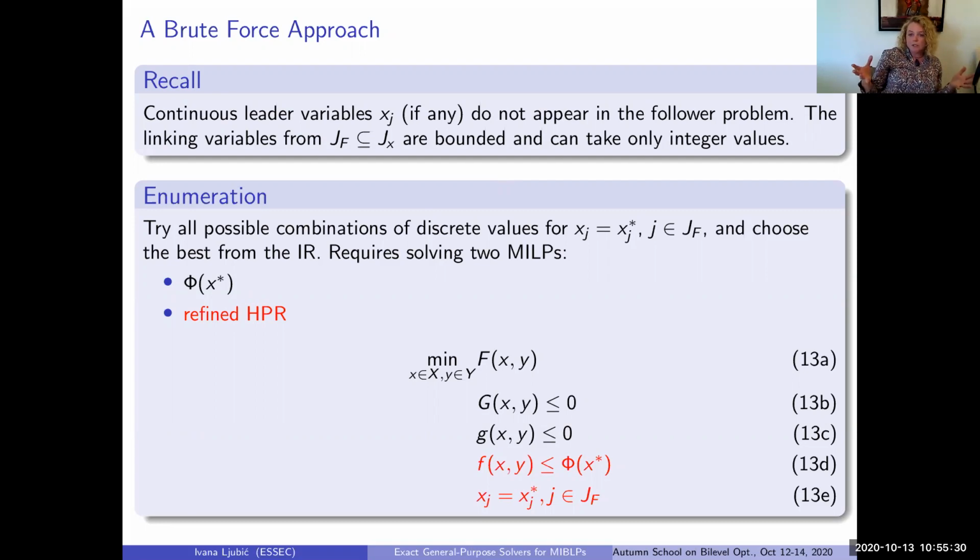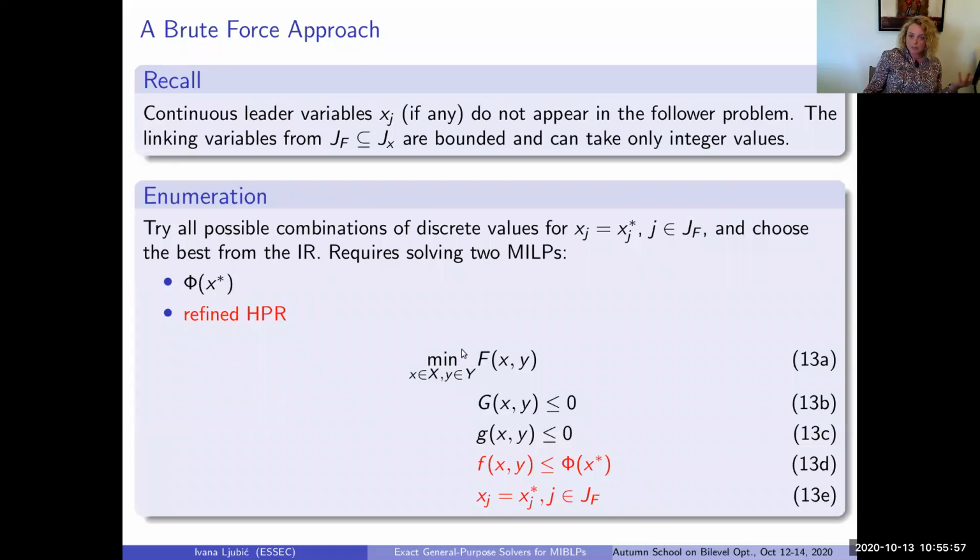The idea would be that I try all possible combinations of the discrete variables from the set JF, the variables that define the value function. So this is a finite but exponential set, that's fine. And then I choose the best one, the one that gives me the best solution for the leader.